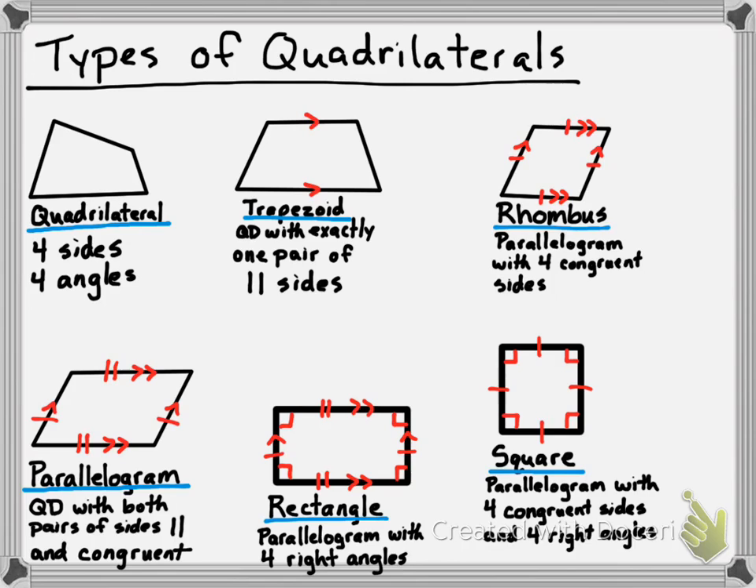Okay, so if you kind of think of it that way, it's all based on how many parallel lines. One parallel line, trapezoid. Two parallel lines, it's got to be one of these. If it's got right angles, it's got to be a rectangle or square. If it doesn't, it's got to be a rhombus or parallelogram. If it's got all four congruent sides, it's got to be a rhombus or a square. If it doesn't, it's got to be a parallelogram or a rectangle. So you're kind of just asking your questions about the shape. How many parallel sides? How many congruent sides? And then you can figure out which shape it is.